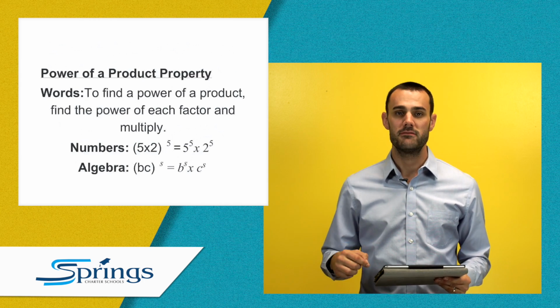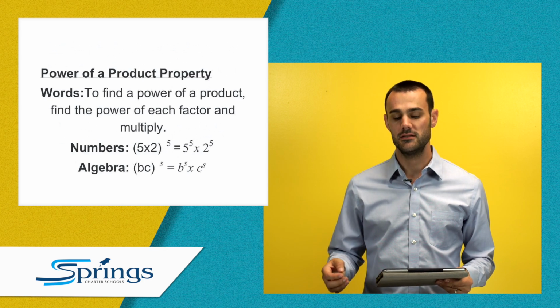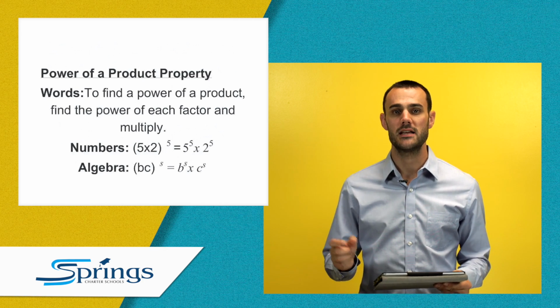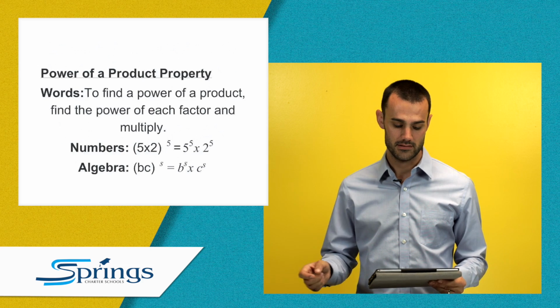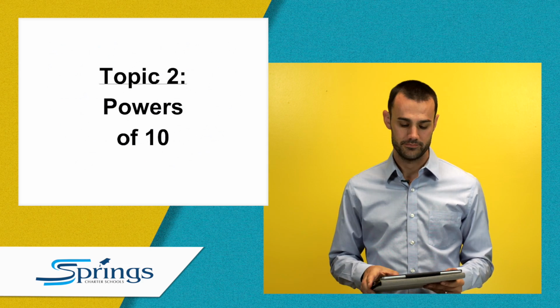So I get 5 raised to the fifth power times 2 raised to the fifth power. You can see clearly that the exponent of 5 is now being attached to both the 5 and the 2 as their bases. Okay, next topic we're going to review today, powers of 10.